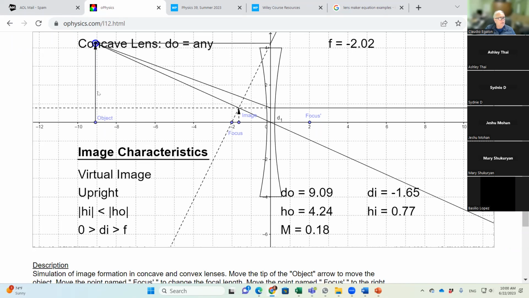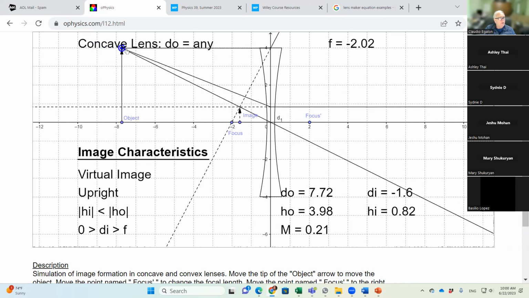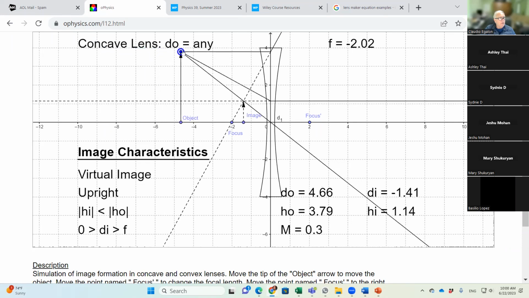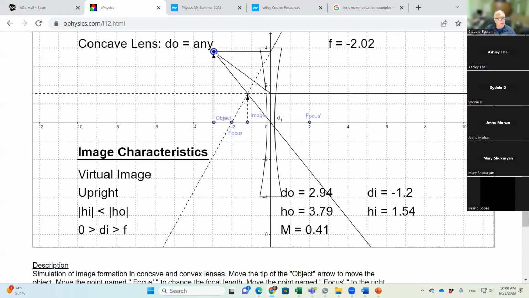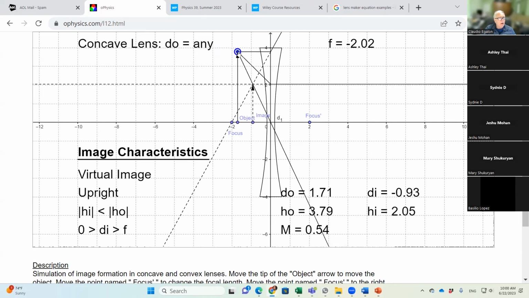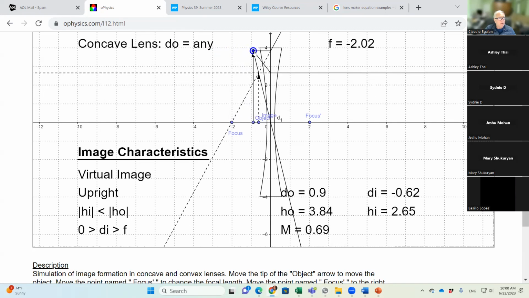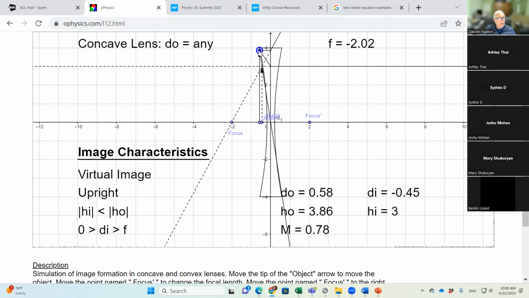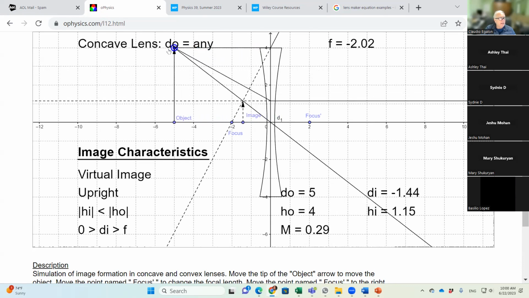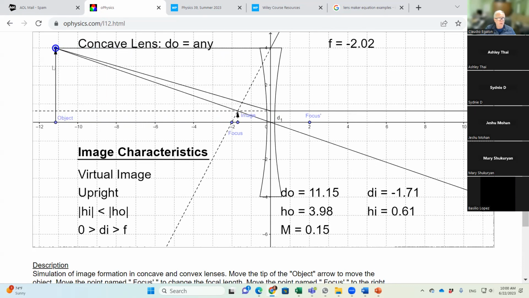This image is upright, virtual, and smaller. Let's move it, see that? It starts to increase a little bit, but it's still smaller than the object. It doesn't matter where the object is located. So that is just like the negative mirror too. Almost. The only thing that differs is the number of light rays and how you project the light rays. That's what changes here.